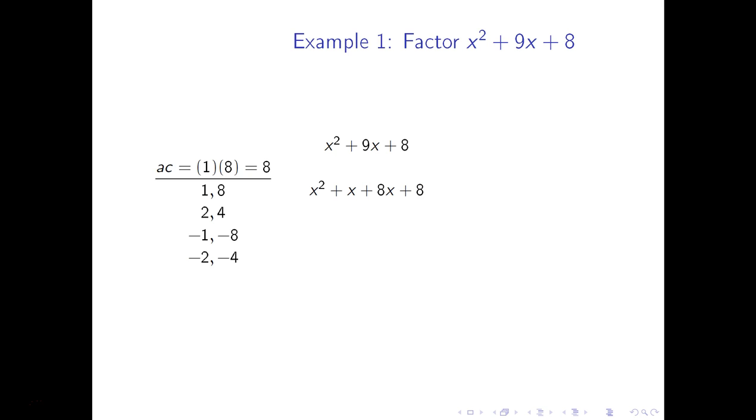All right, hopefully you recognized that you can pull an x out of the first 2 terms, 8 out of the second 2 terms, and then you can pull x plus 1 out of that. So your final answer is x plus 1 times x plus 8.